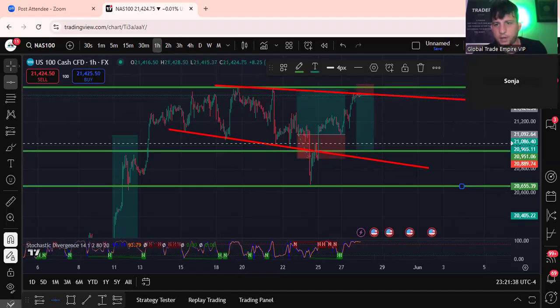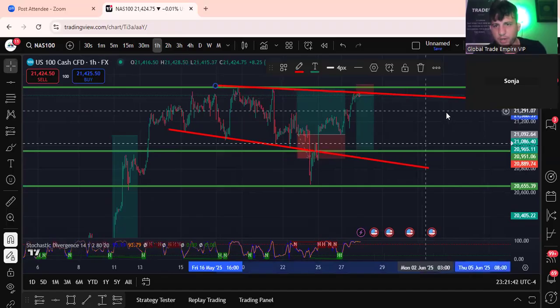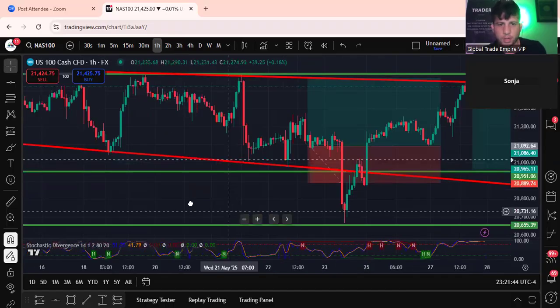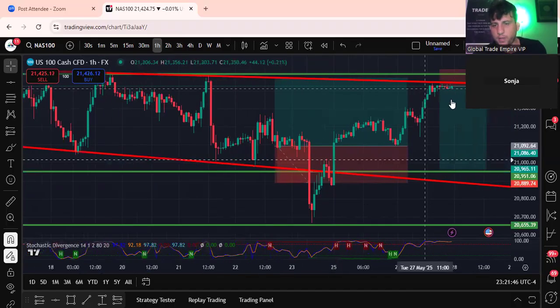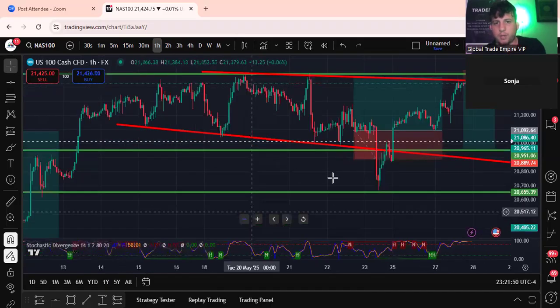I think it's going to go down because of what US 30 was doing, but it's kind of already shown signs of going down here. So if I zoom in here, we're kind of getting those red candlesticks down, right? That's why I sold NASDAQ.